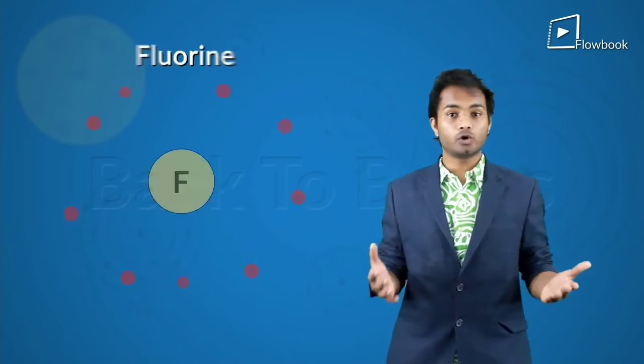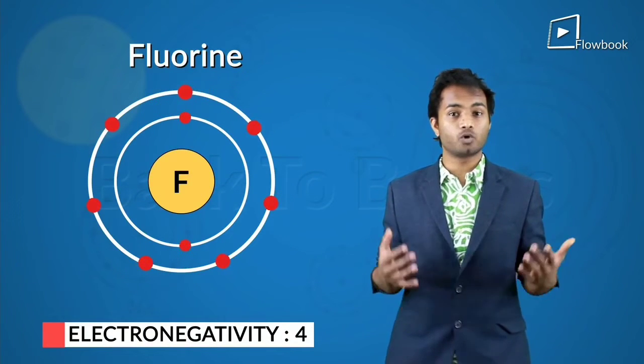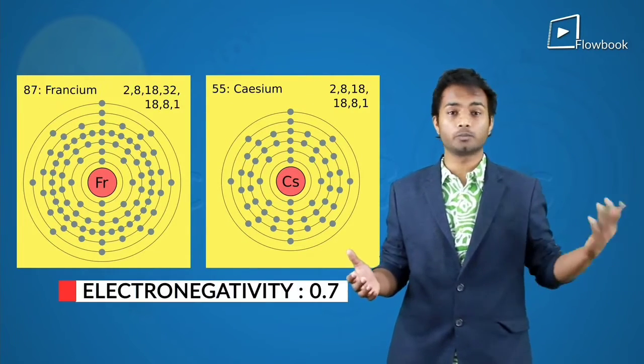Just like this, even atoms show a certain degree of attraction towards the electrons. That's the reason why fluorine, which has an electronegativity value of 4, attracts more electrons than elements like francium or cesium, which have an electronegativity value of about 0.7.